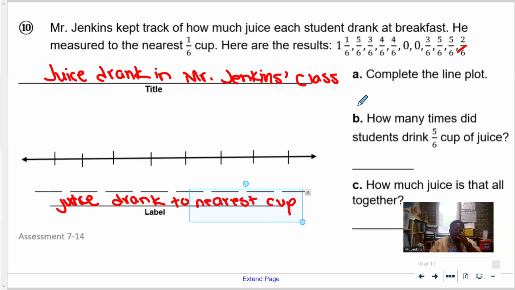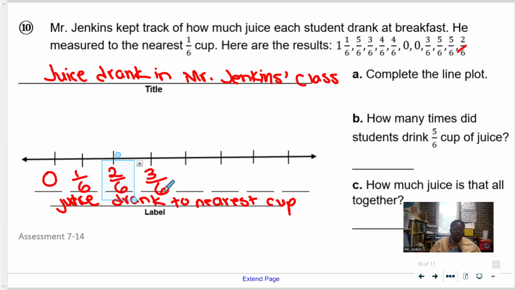Now let's go ahead and label it. The smallest one here, we have a 0. Then I'm just going to go up by 1/6 each time. Even if I don't have any on that measurement, I still need to have it included on the table. So 1/6, 2/6, 3/6, 4/6, 5/6, and then I have 6/6, but instead of putting 6/6, I'm going to put a whole because 6/6 is 1, and then the next one would be a whole and 1/6.